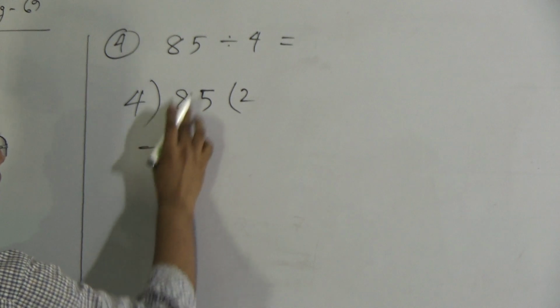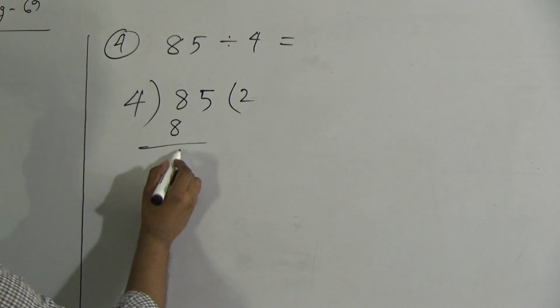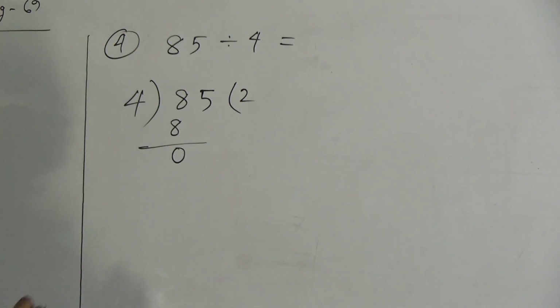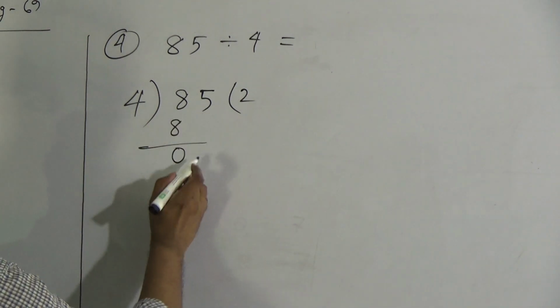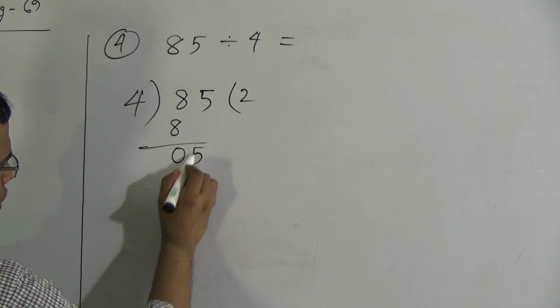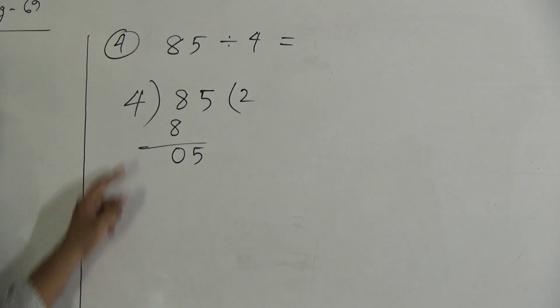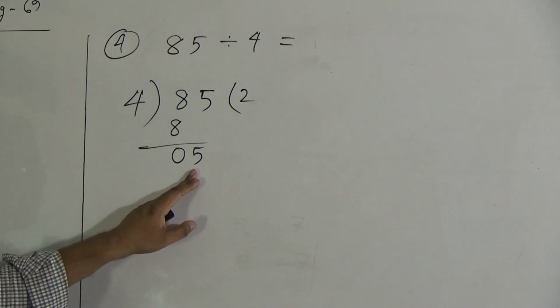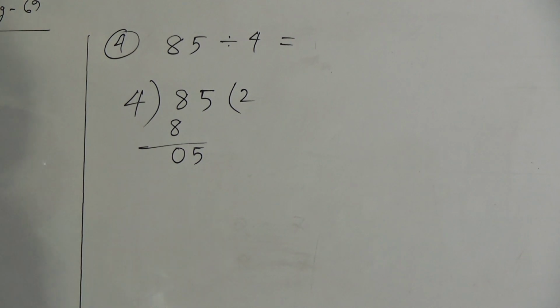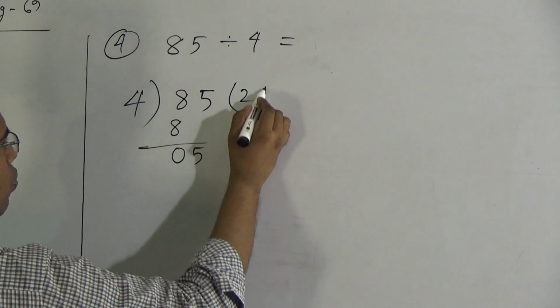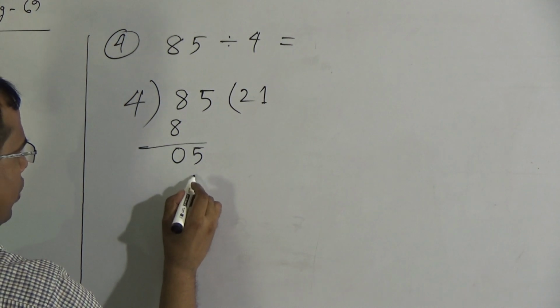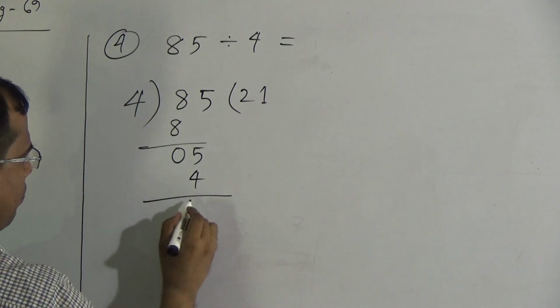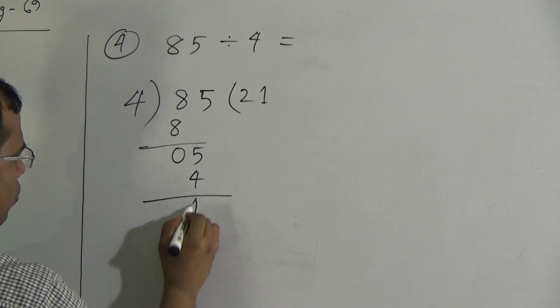We have to write this 8 under 8. Now if we subtract, it will be 8 minus 8 equal to 0. We will write this 5 beside 0. Now in 5, how many times can we give 4? 4 1s are 4, 4 2s are 8. Here 5 exists, 8 is greater than 5, so we cannot give 2 times, we can give only 1 time. Now we will write this 4 under 5. If we subtract, it will be 5 minus 4 equal to 1.